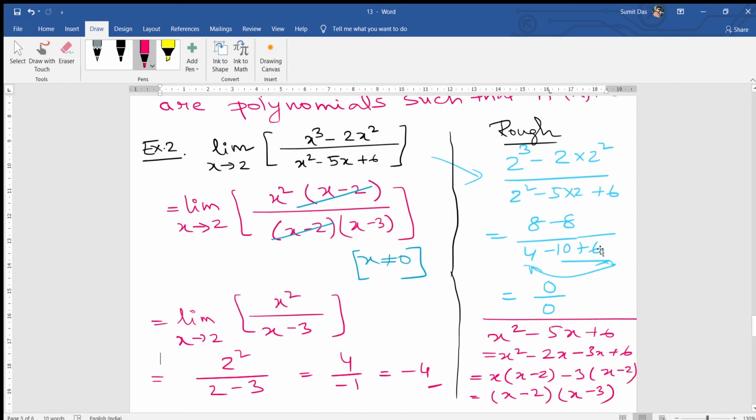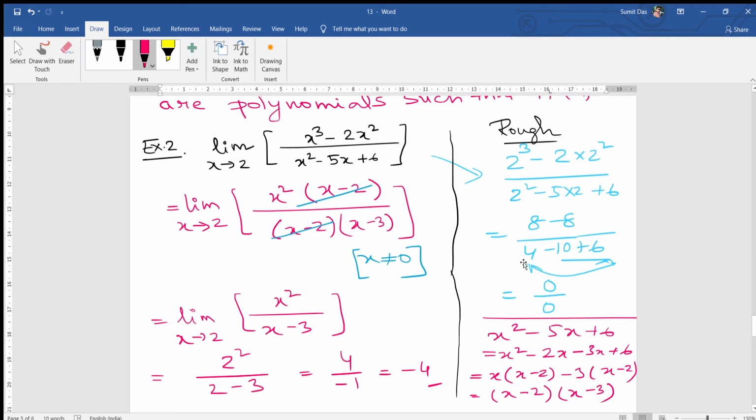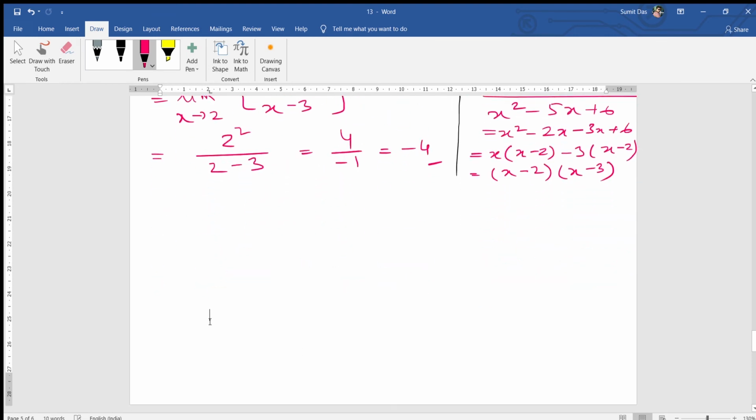Okay, so whenever a function is in rational form, we have to check first whether it is 0 by 0 form or not. I'm not saying every function will be in 0 by 0 form. Okay, but some functions may be in 0 by 0 form. Then you have to check first. After that you can find this by yourself.